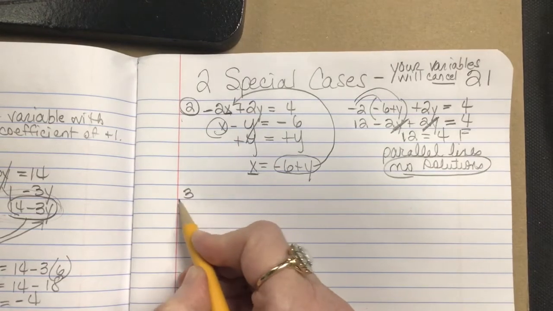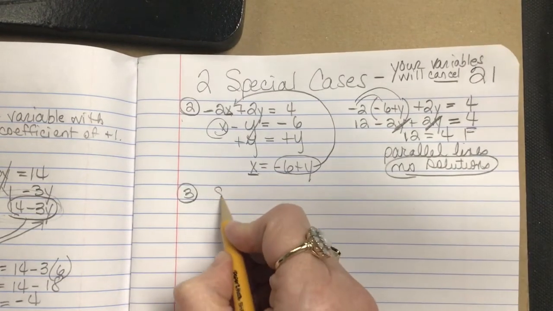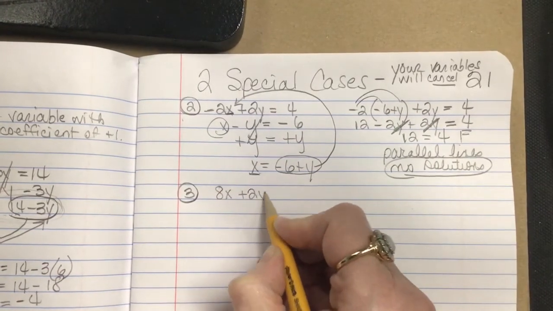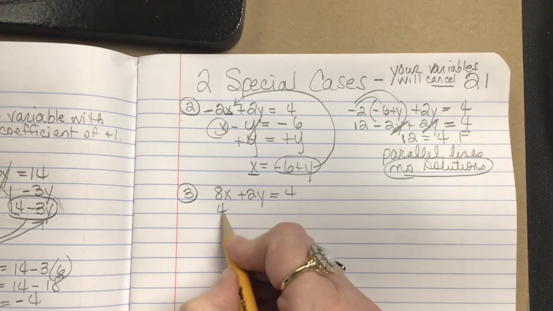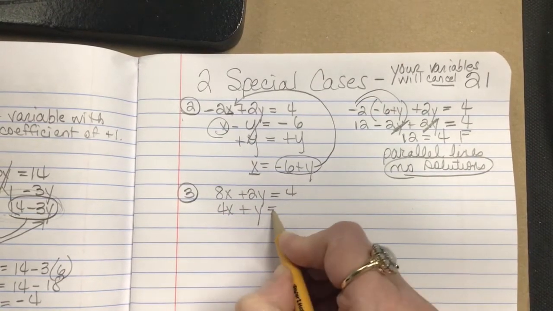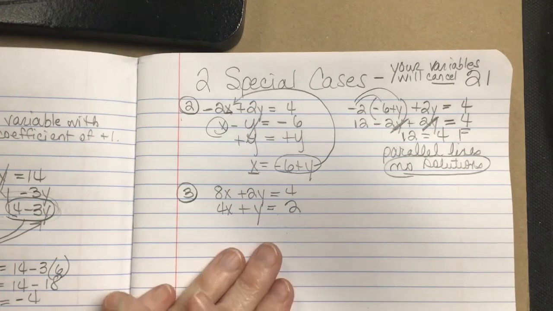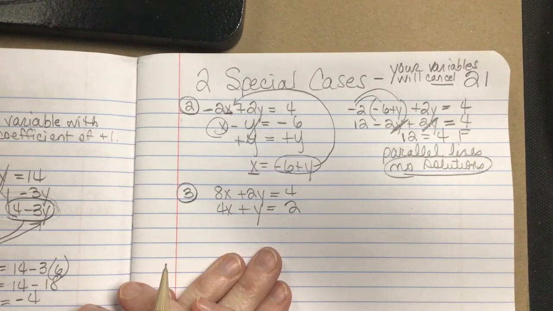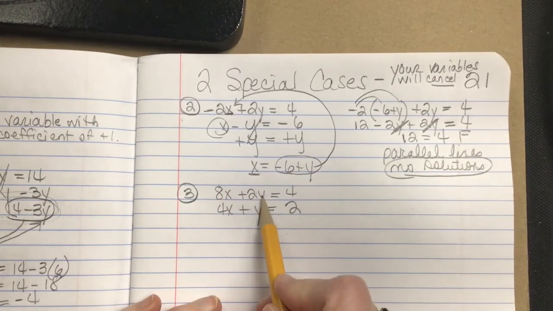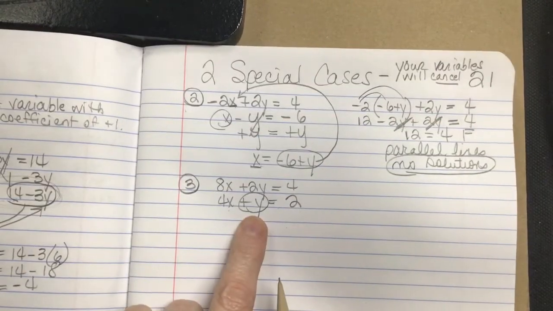Number 3. 8x plus 2y equals 4. And 4x plus y equals 2. Now, this is the second lesson on substitution. Which one, you don't have a variable by itself, which one do we need to get by itself? That x, that y, that x, or that y. That y right there. We need to get that by itself.